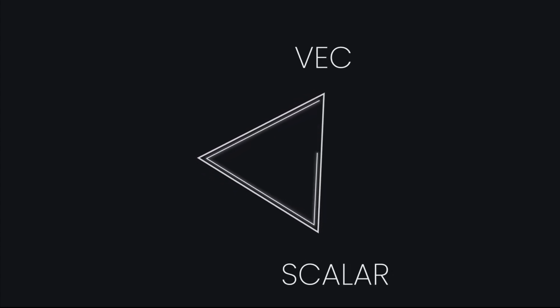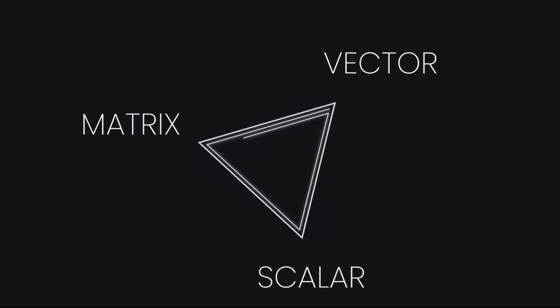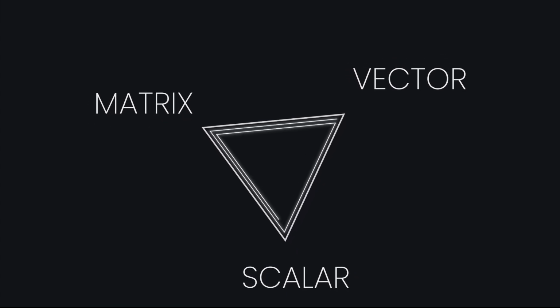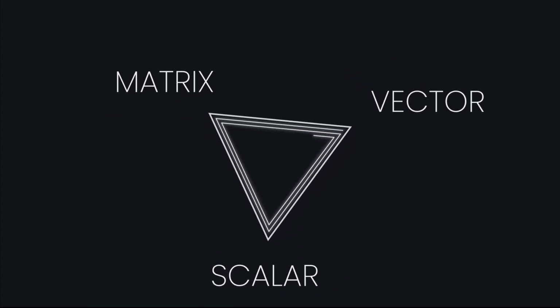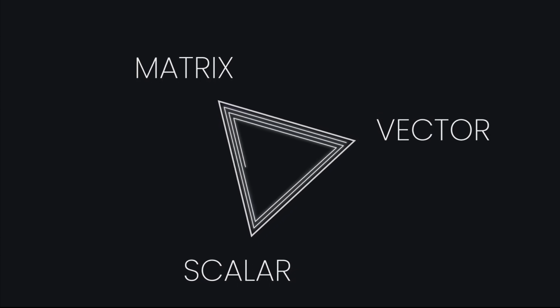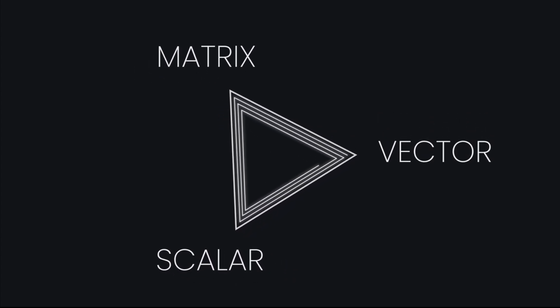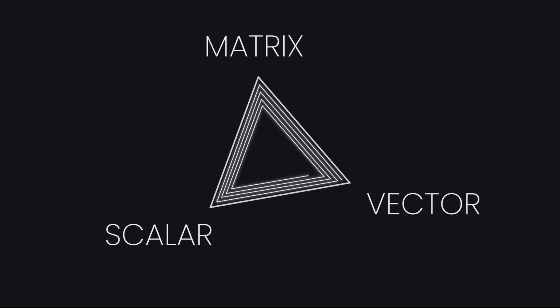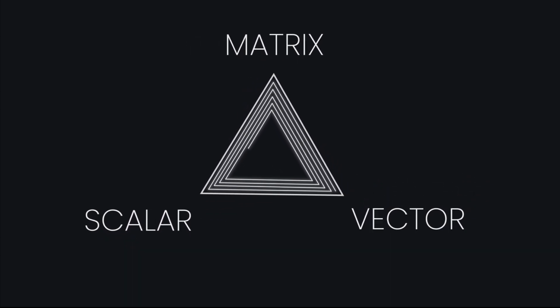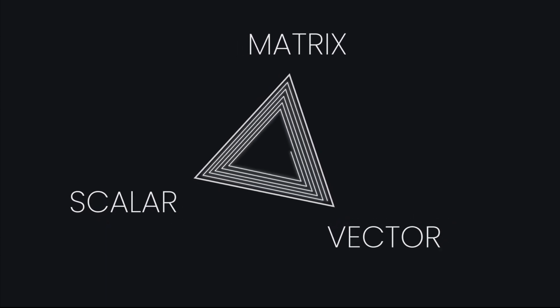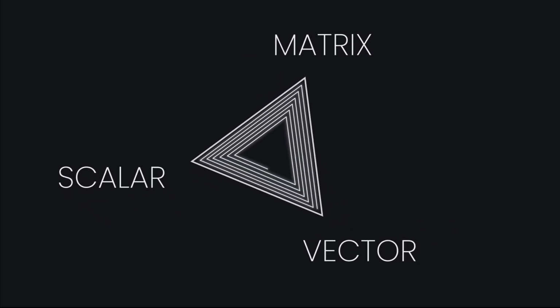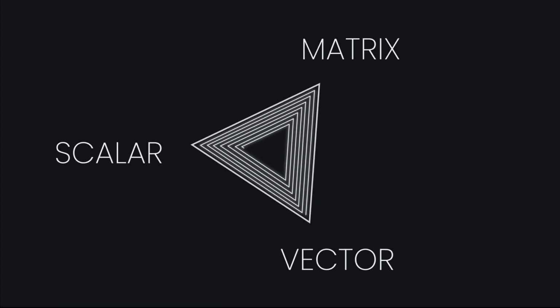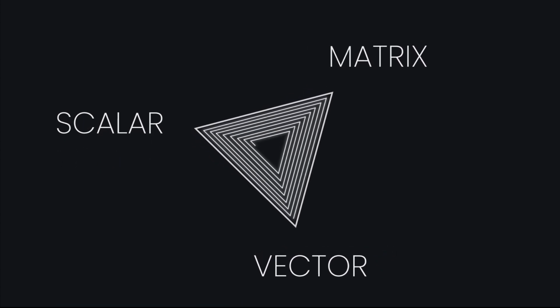Scalar, vector, and matrix are different types of mathematical objects that can represent different kinds of information. These entities form the building blocks of linear algebra, allowing us to understand and solve a wide range of problems. But what exactly are vectors, matrices, and scalars? Let's begin with the scalars.